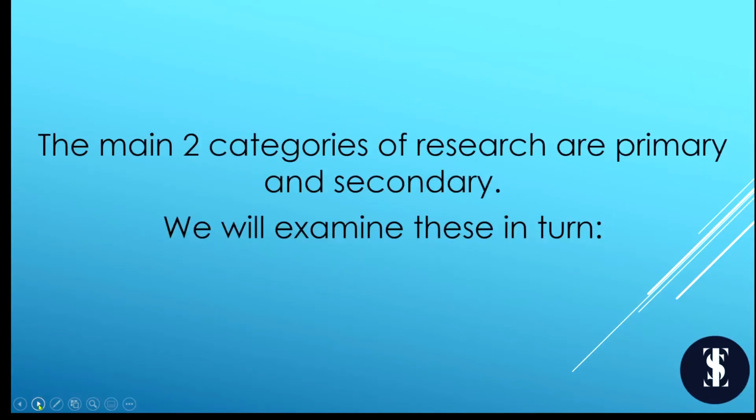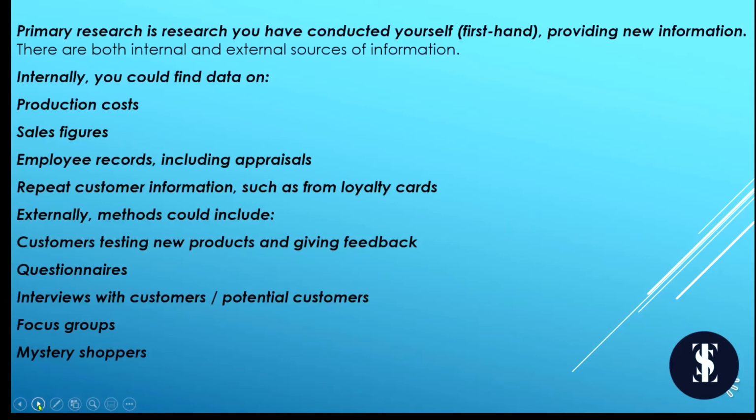Primary and secondary research. Primary research is research that you have conducted yourself. This is first-hand research. It provides new information. It could be internal or it could be external information. So internally, you can look at your production costs, your sales figures, employee records, information on repeat customers, look at your loyalty cards. Externally, you can have customers testing new products and giving feedback.